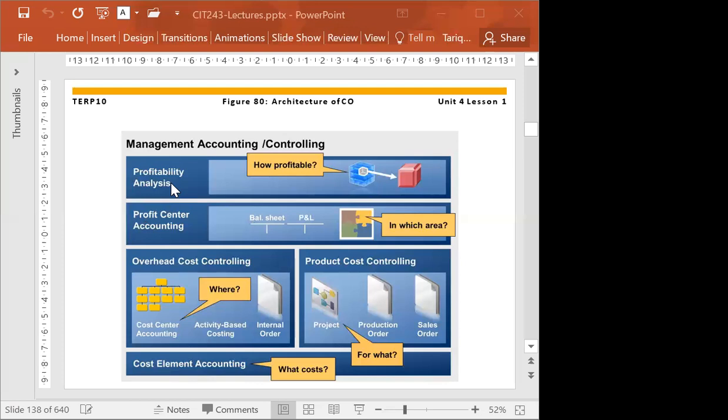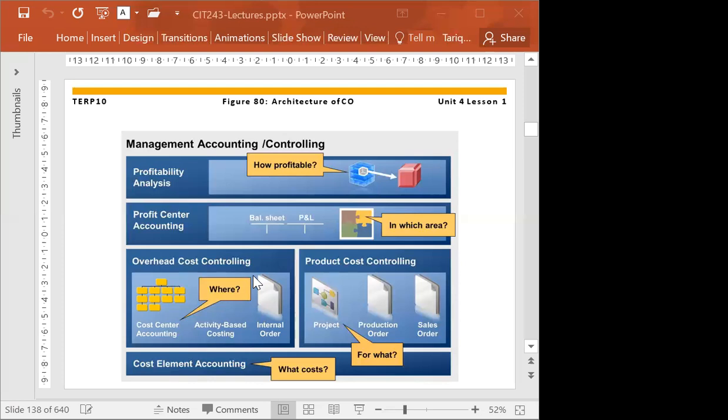That's it. But any transaction we receive for a cost center, activity-based costing, or internal order is not a statistical posting, because once we receive the cost, we can distribute the cost to other cost objects.